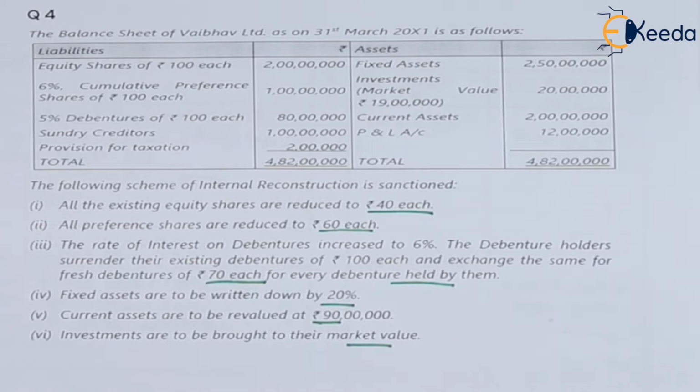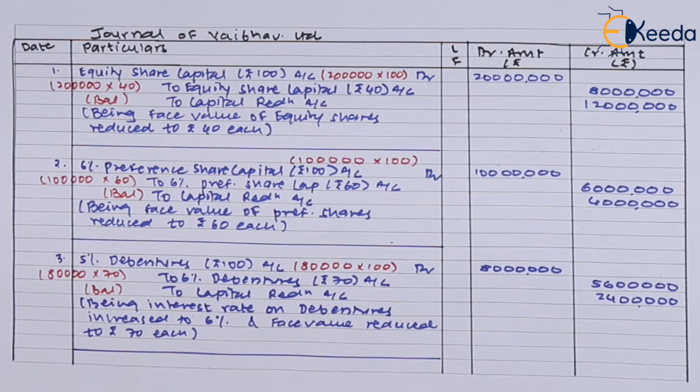So your entry will be old debentures, that is 5% debentures rupees 100 account debit to 6% debentures rupees 70 account credit, and the difference you will transfer to capital reduction. Let's pass the entry. Continue. Friends, you can notice our entry.